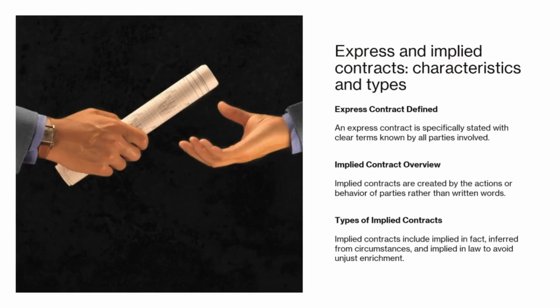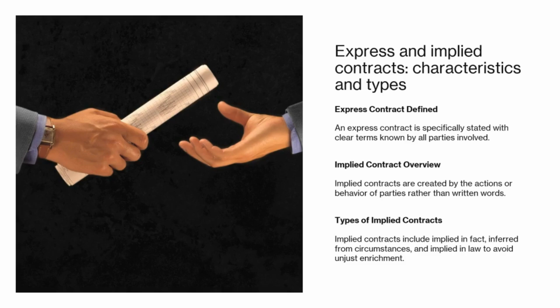Express and implied contracts have different characteristics. An express contract is specifically stated, and each party knows the terms and conditions. And it's always prudent to record oral agreements in writing. As they say, a verbal contract is only as good as the paper it's written on.